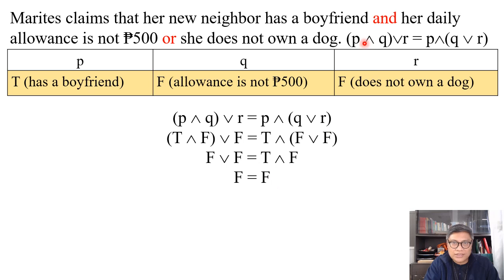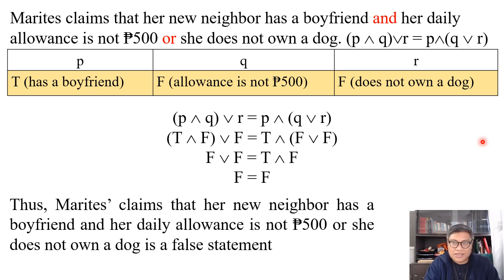So in other words, this claim of Marites is a false claim. So it is a false statement class. Therefore, we have a false statement here. Then, what about this one?